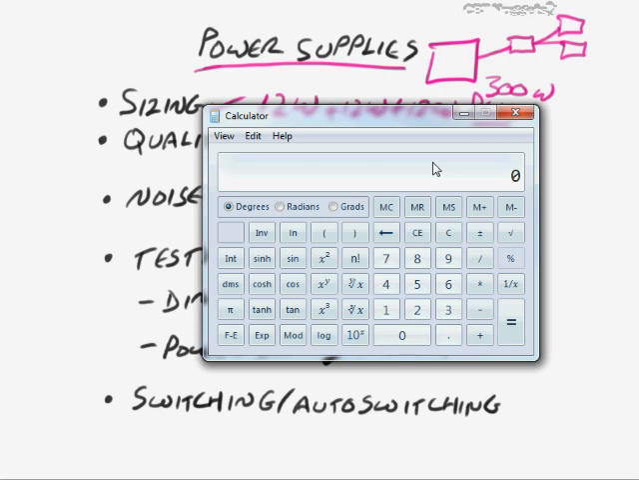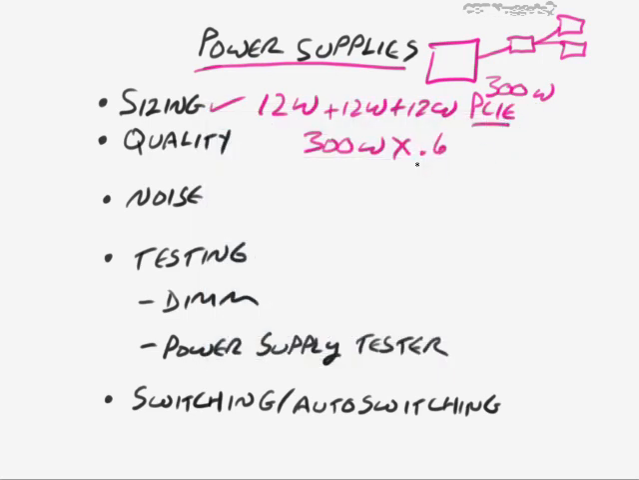So if I can't, do math and think at the same time. So times 0.6, oops, wrong one, 300 times 0.6, let's try that. That would be 180, all right? So I would be able to only use about 180 watts safely out of a 300 watt power supply.